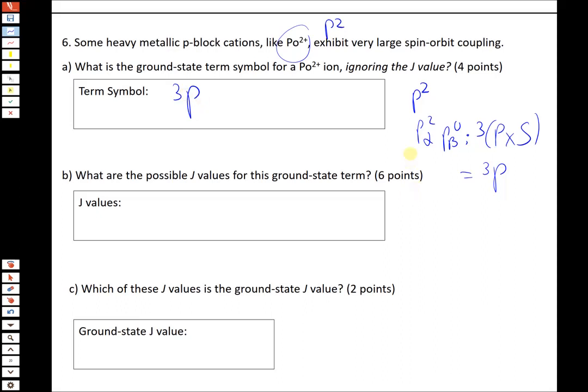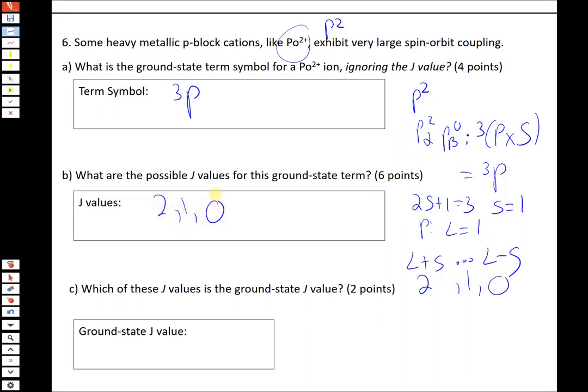So for a triplet P, 2S plus 1 equals 3, which means that S equals 1, and for a P term, L equals 1. When we find J values, remember that's going to be L plus S all the way down to L minus S. So L plus S is 2, L minus S is 0, and we also have the number 1 in between. Anything in between those two would also be a valid J value. So the three possible J values are 2, 1, and 0.